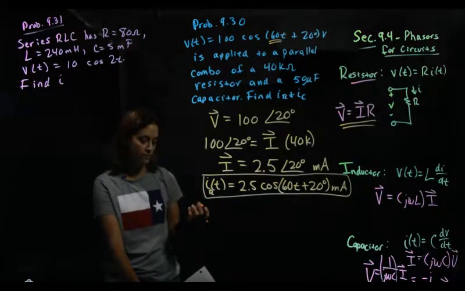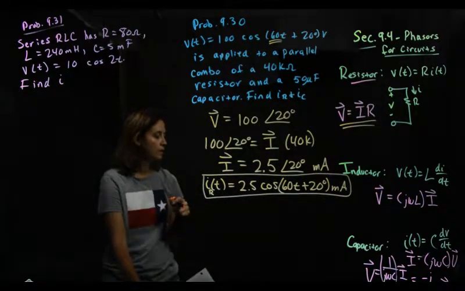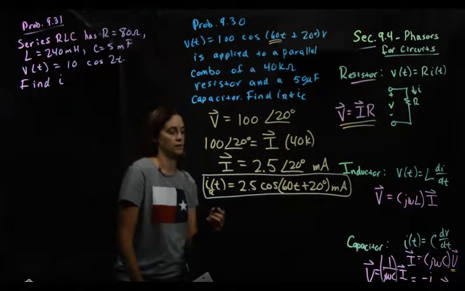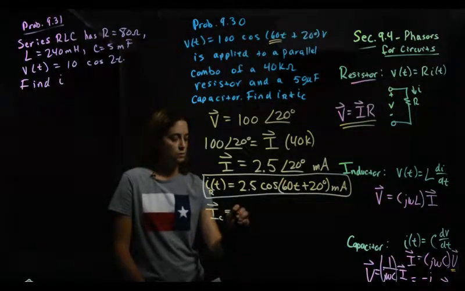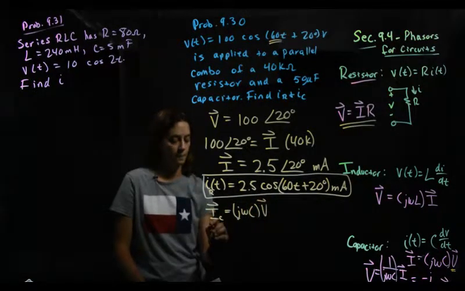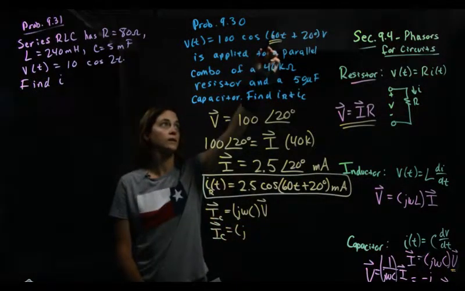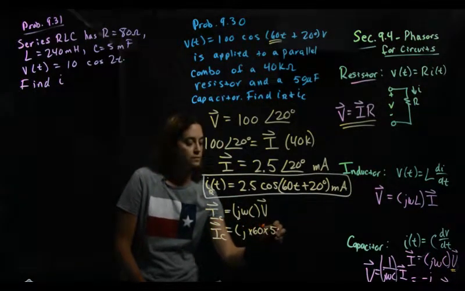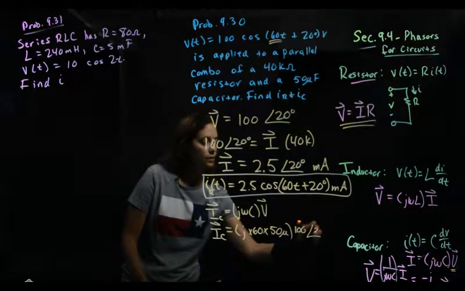Now we want to do something similar for our capacitor. We know the voltage across our capacitor because it told us these were in parallel. So we know our V, and we're looking for our I. So I_C is equal to jωC times V, or I_C is equal to j times omega, again that's 60, times the capacitor, 50 micro, times the V, 100 at an angle of 20 degrees.